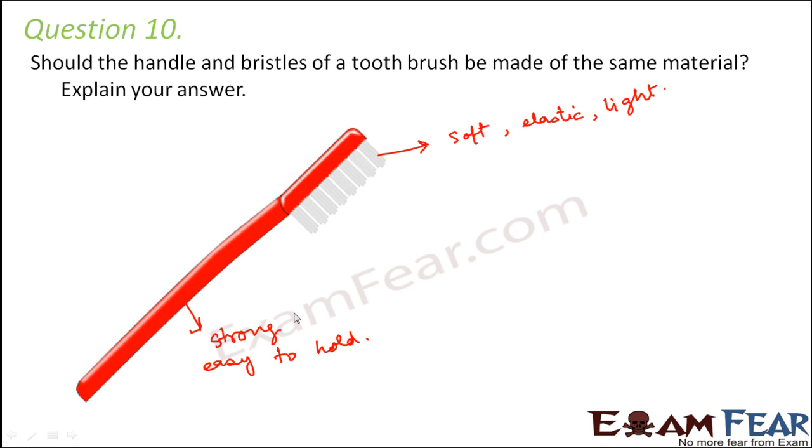So therefore the handle is often made up of hard plastic so that it can give it some sort of toughness, some sort of strength. Whereas the bristles are often made up of nylon fibers, because nylon is strong but at the same time very flexible. So due to that flexibility, it can actually move comfortably inside your mouth.